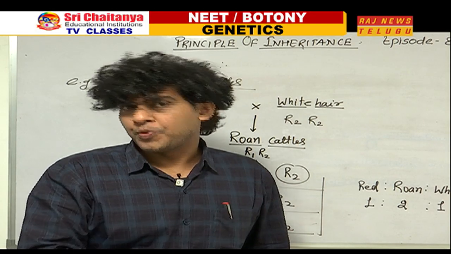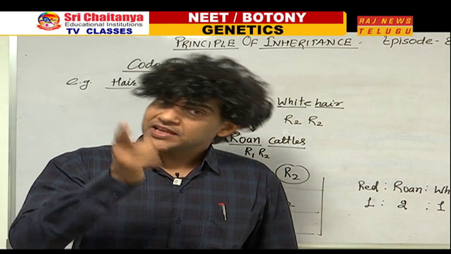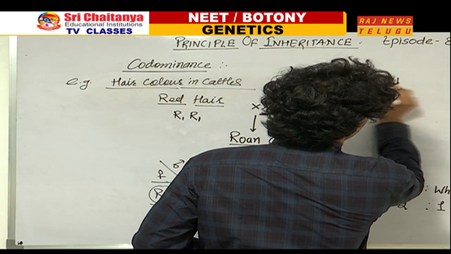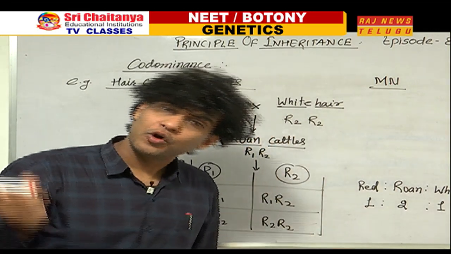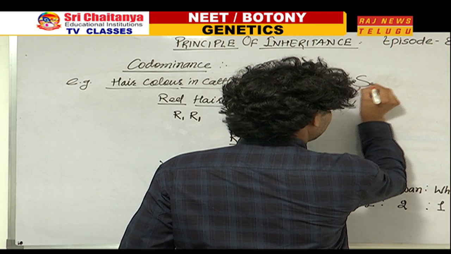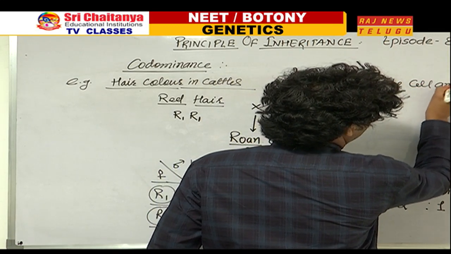One more blood group found in the human being, that is the MN blood group. This MN blood group is also an example of codominance. And one more case I would like to discuss with you, that is the sickle cell anemia.